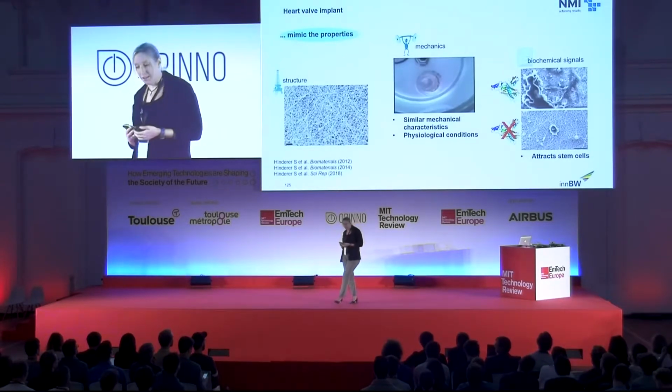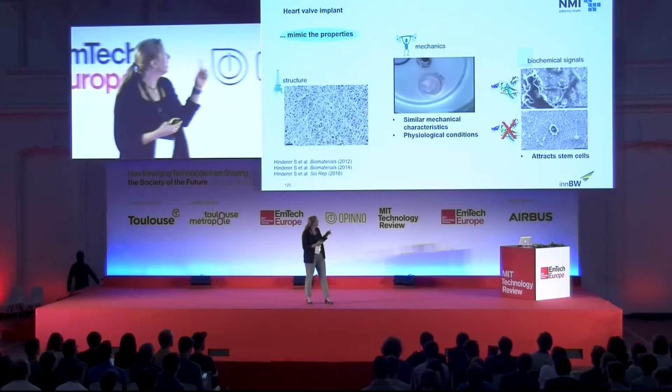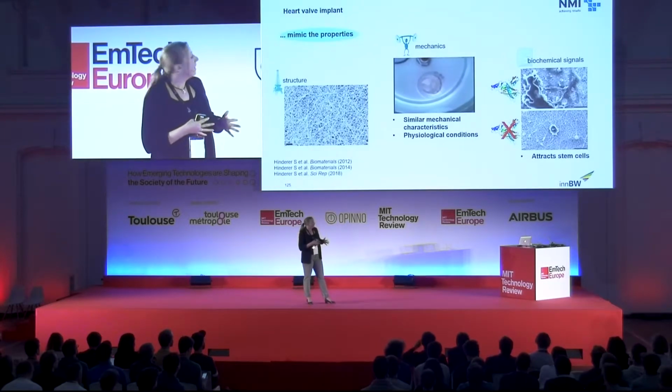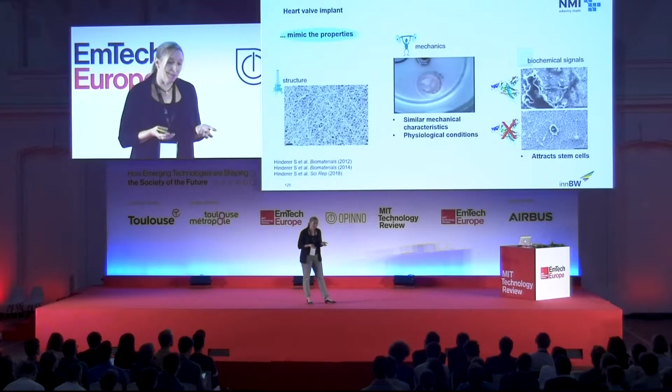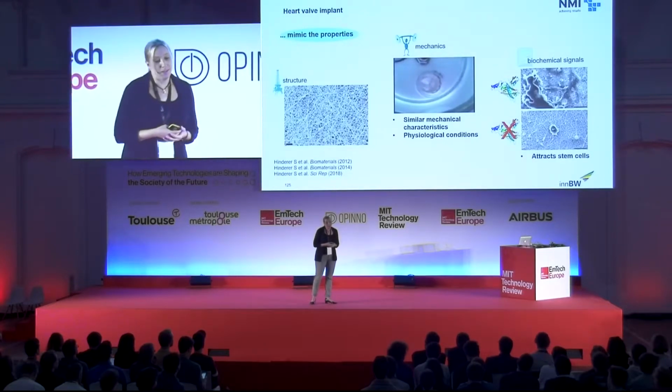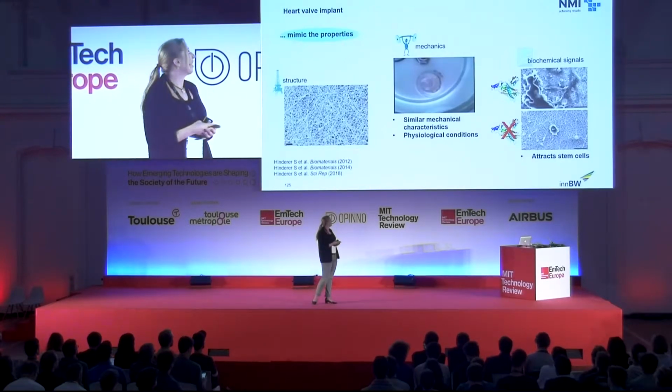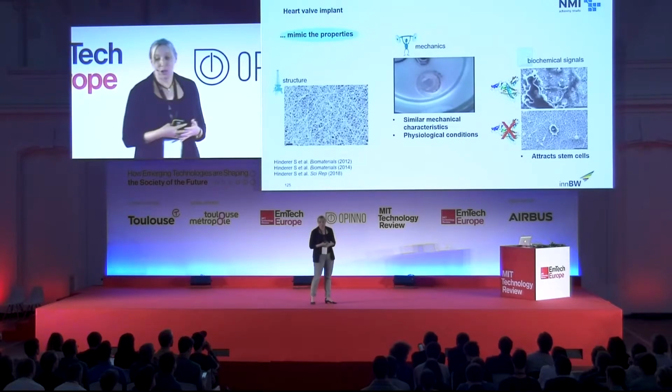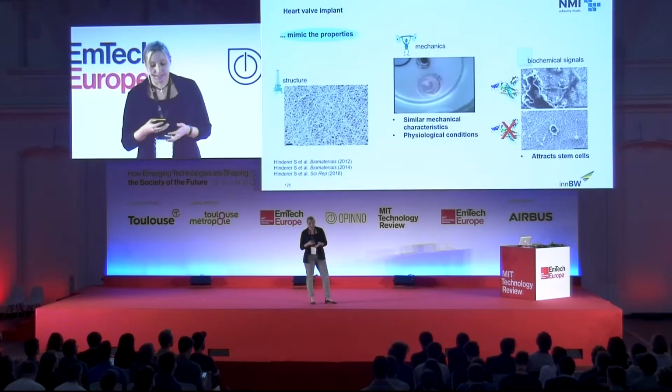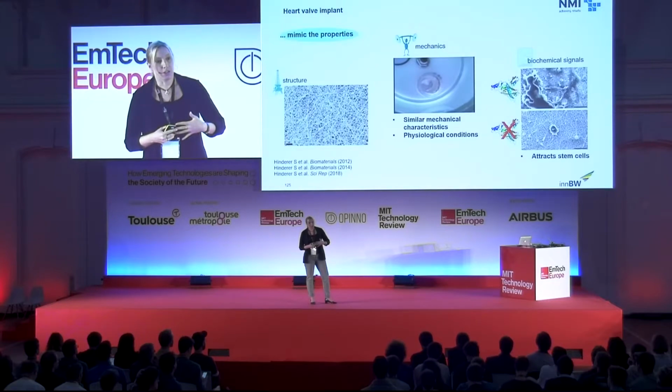We placed it then into a bioreactor, and as you see here in this little video, the valve, this is the material, the re-engineered organ, and it opens and closes properly and under physiological conditions. So this means it's the blood pressure of 120 to 80 millimeters of mercury.